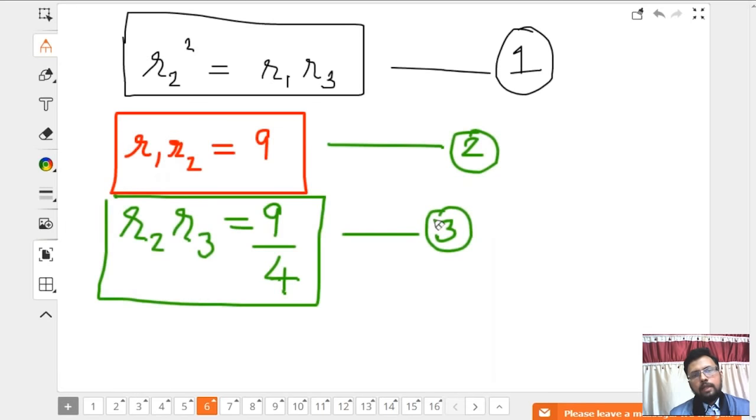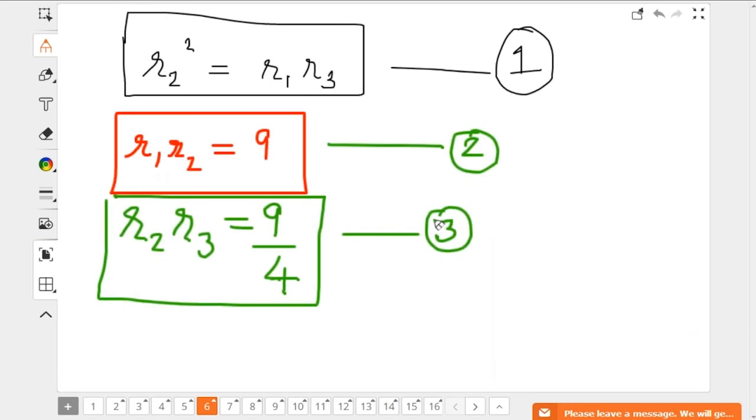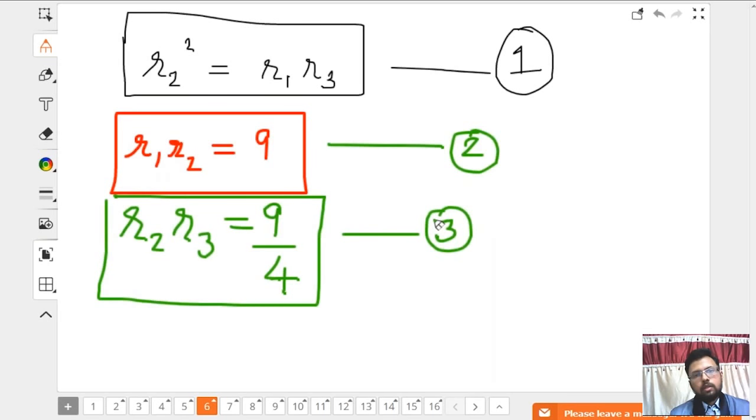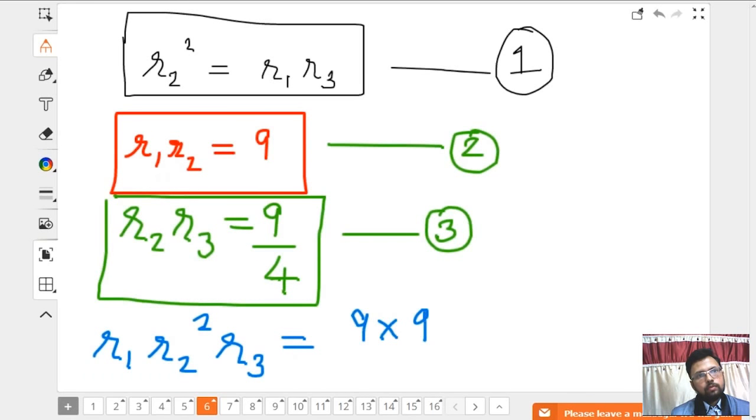Okay. Now just multiply the second equation and the third equation. What do you get? R1 into R2 square. I'm just multiplying the left hand side, guys. Okay, R1 into R2 square into R3 is equal to 9 into 9 by 4. Correct? I just multiplied equation 2 and equation 3. LHS on one side, RHS on the other side.